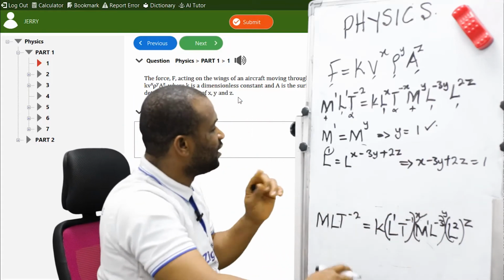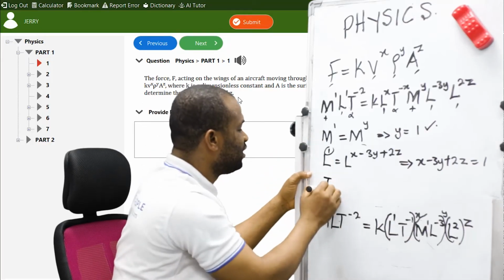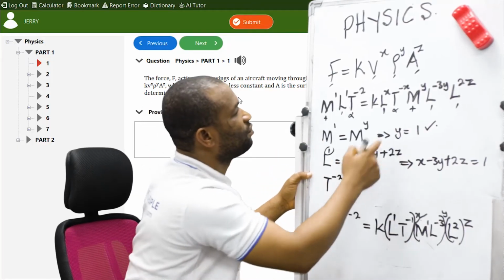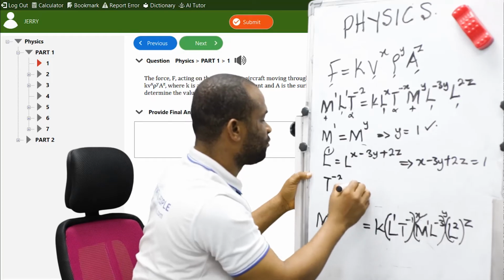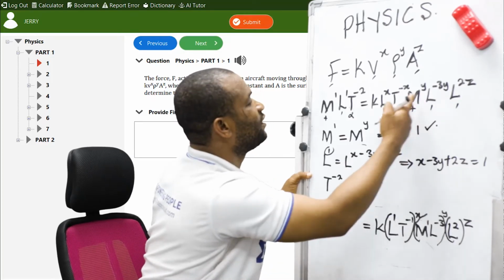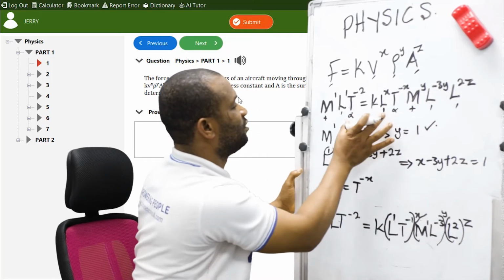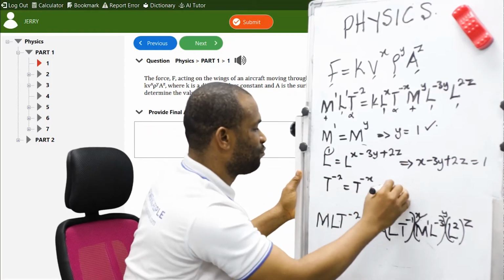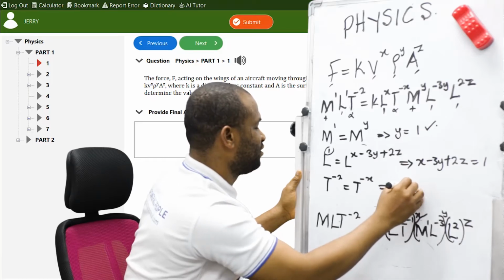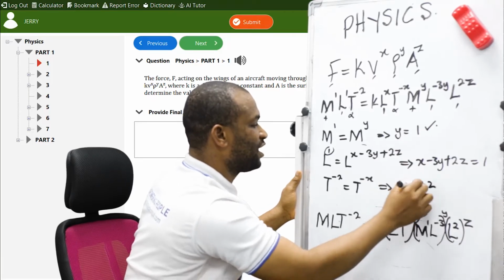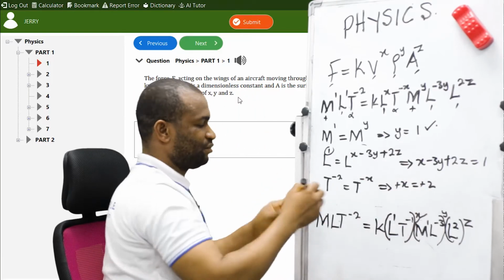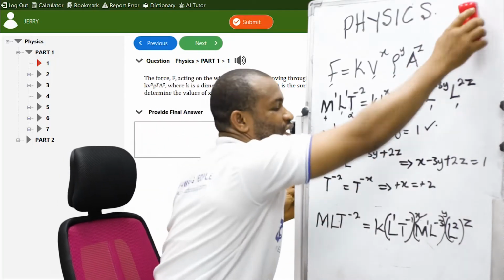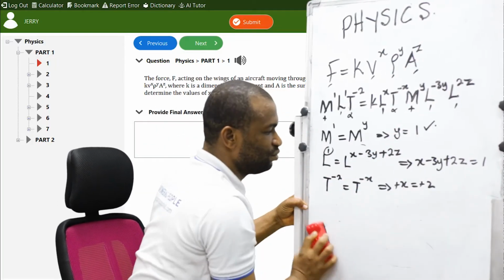Then the next one is I'm going for t. T raised to the power 2 is equal to t raised to the power minus x. Do I have another t? These are the two t's. So this implies that minus x is equal to minus 2. They cancel each other. Therefore, x is 2. Now, I have gotten x to be 2.